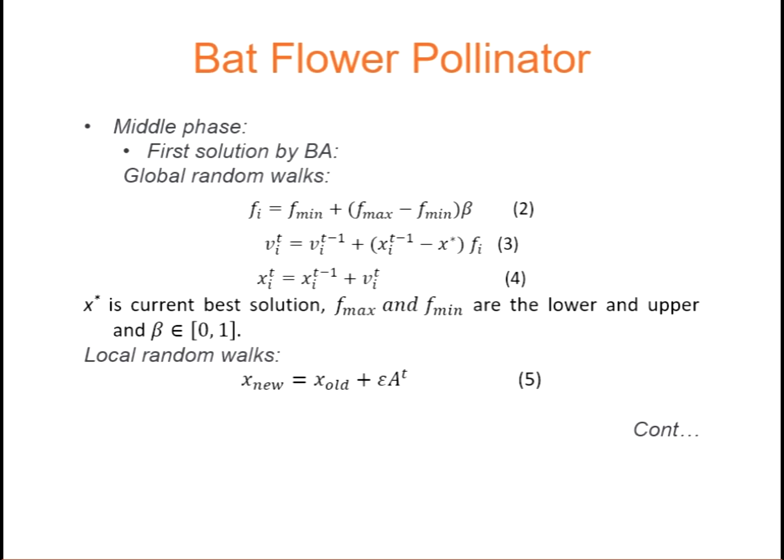Now global random walks is the random walks of the bats and is achieved by equation number 4, though equation number 2 and 3 are continuously helping equation number 4 to achieve good solutions. The local random walk is achieved by x new, that is the new solution generated by the local random walks. Among these solutions from the local and the global random walks, we will generate a new solution which will be the best among these, and we will store that.